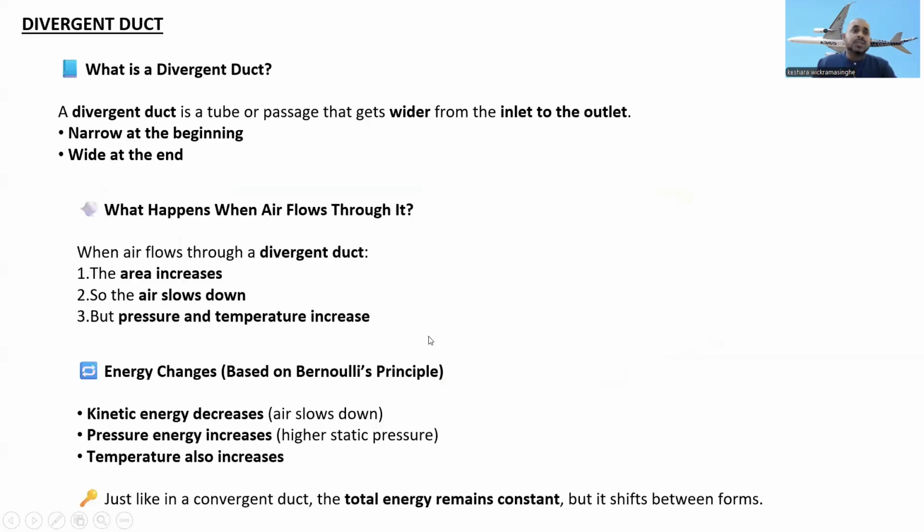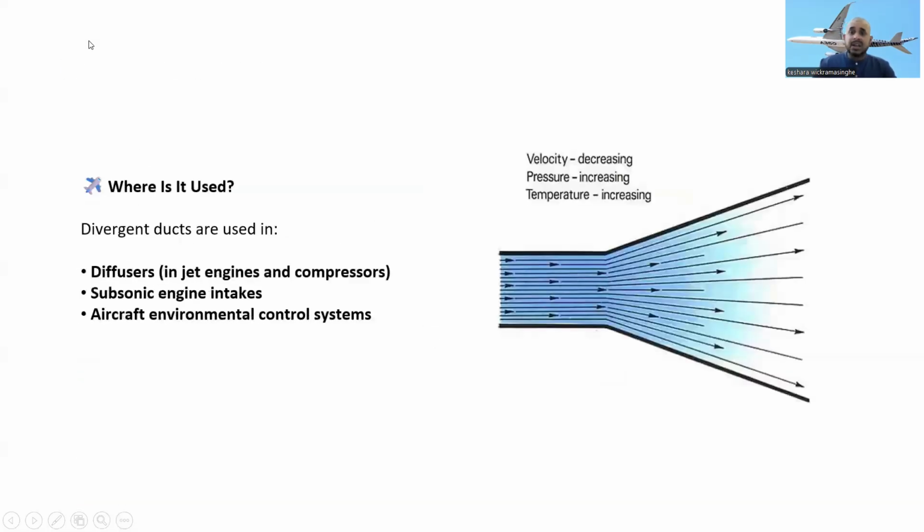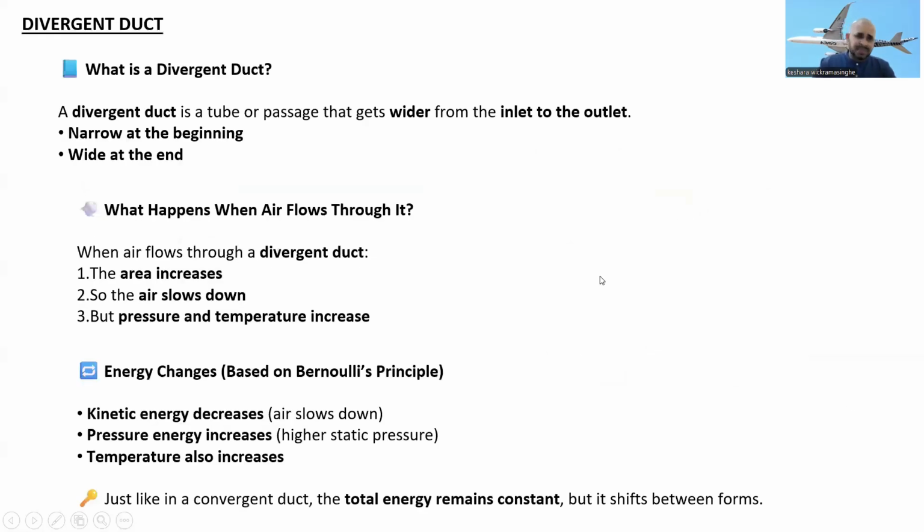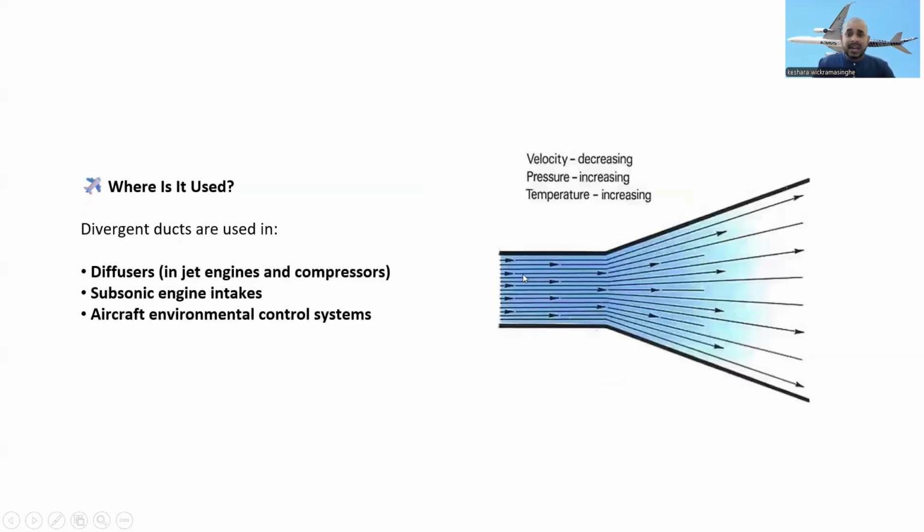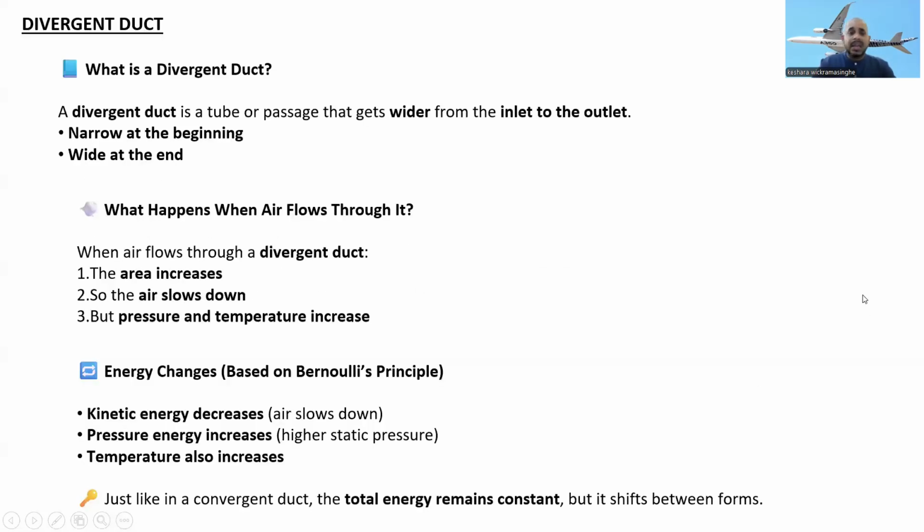Now let's go to the divergent duct. The other one, divergent, is like this, it's getting wider. The divergent duct is a tube or passage that gets wider from inlet to outlet. So it is narrow at the beginning and wide at the end. You can see narrow at the beginning and wide at the end. So what happens when air flows through it?